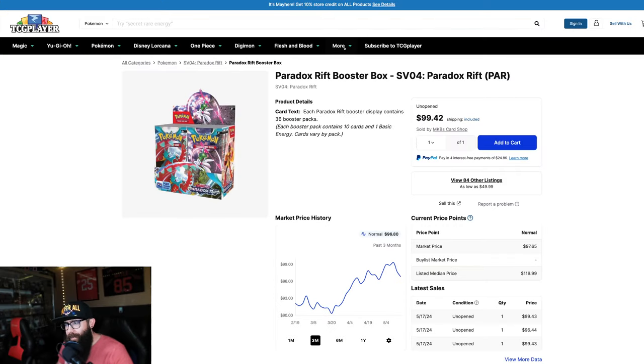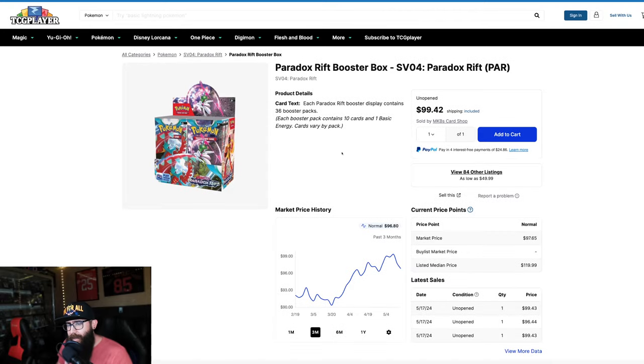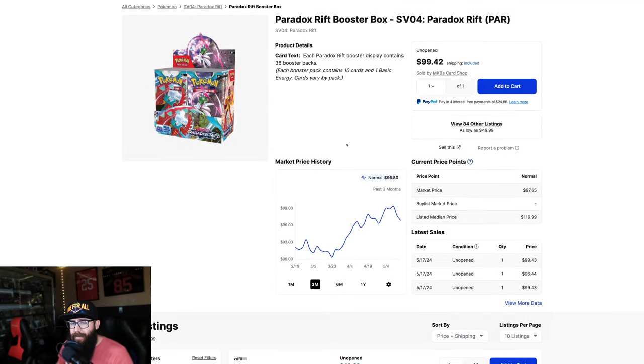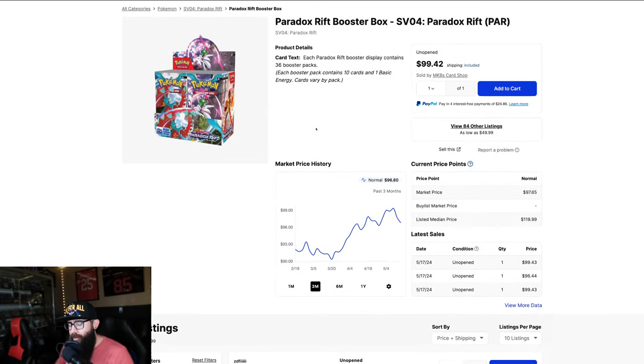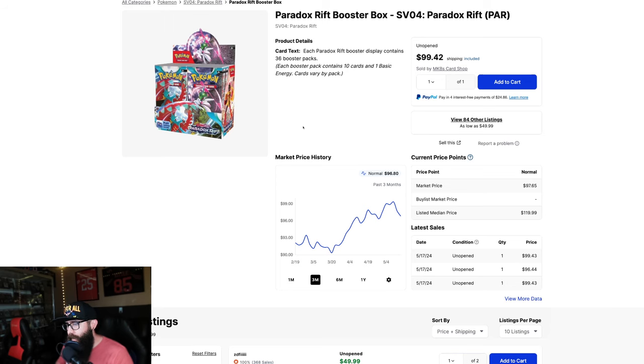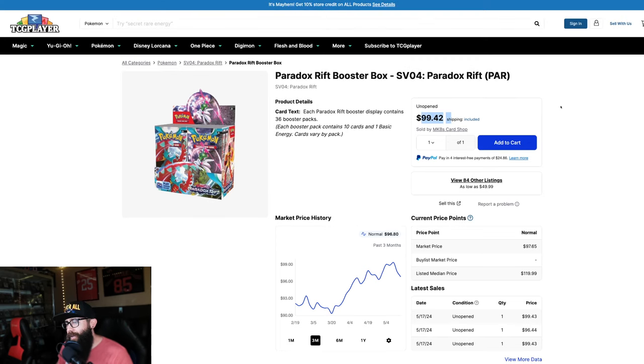Next up is Paradox Rift. Kind of a similar situation. I do like some of the art in this, but I don't like some of the alternate versions of some of the Pokemon as much personally. But same thing. Look, guys, we're still under 100, shipping included. You can find these cheaper other places probably as well. Long-term hold, Paradox Rift, no brainer. Even if it gets a reprint, you're still at a good price, right?